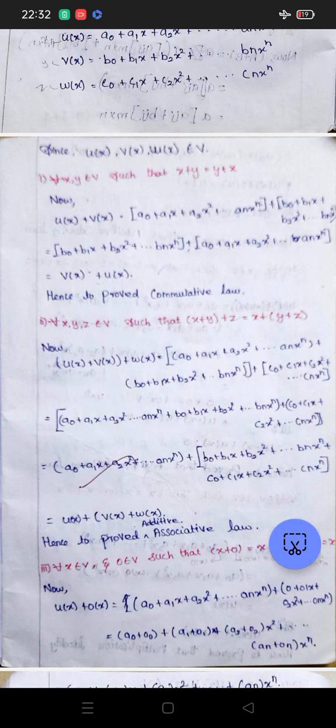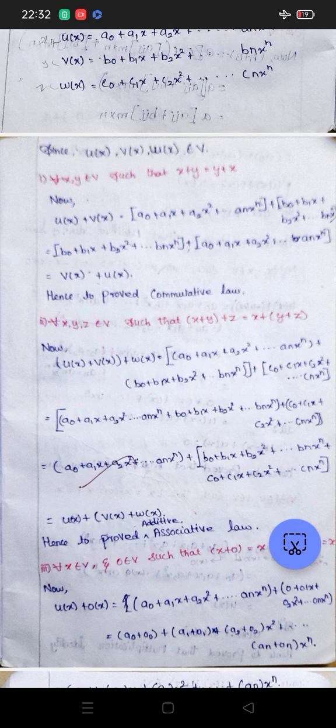Since u(x), v(x), w(x) belong to V. The first condition is: for all x, y belonging to V, x + y = y + x. So here x is u(x), y is v(x), and w(x) is z. So you can substitute u(x) + v(x).